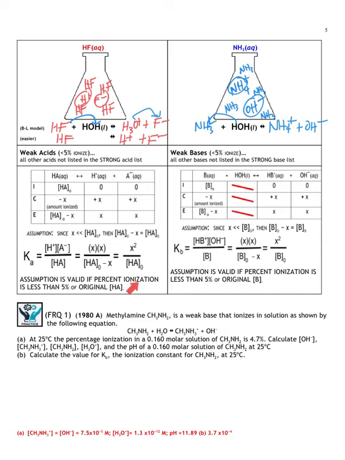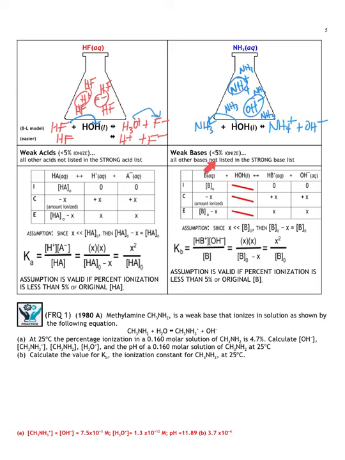But you do have to validate that assumption by doing the percent ionization. So you have to take the X right here and divide it by the total original concentration and multiply it by 100 to find if it follows the less than 5% rule for what a weak acid is. So only less than 5% of the weak acid ionizes.